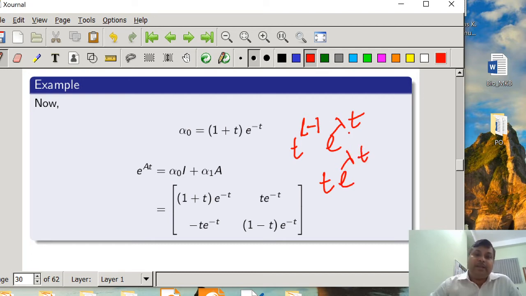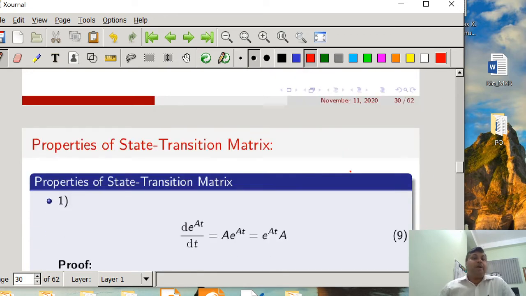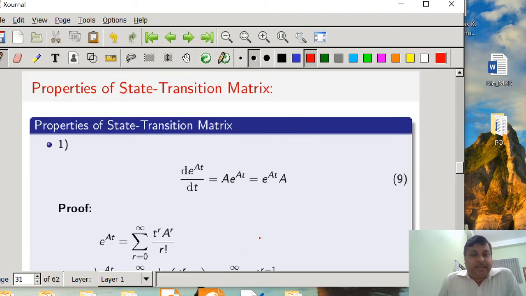Now we will start to discuss the properties of the state transition matrix. It is also very helpful in determining the state transition matrix in some cases. So the first property we can see is the derivative of e to the power At. Mind that this e to the power At is an n by n matrix and its elements will be associated with the exponential terms.